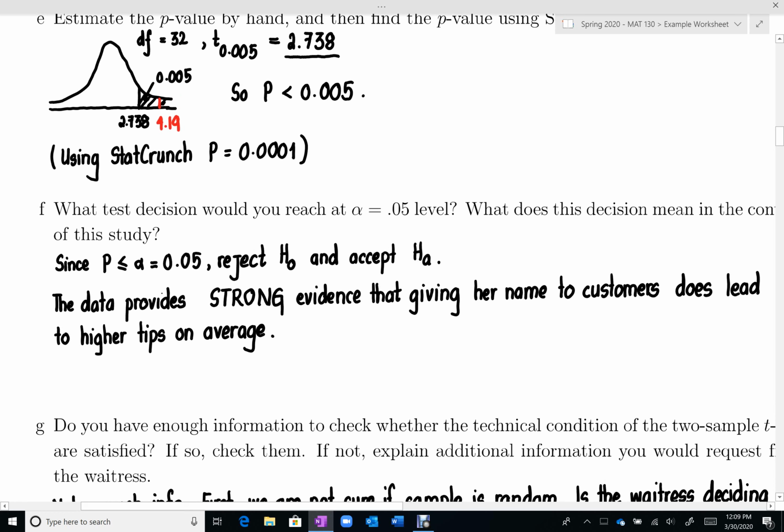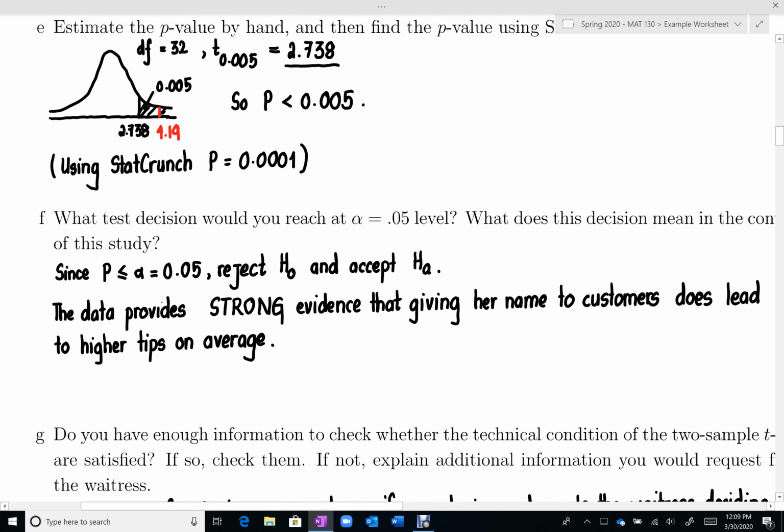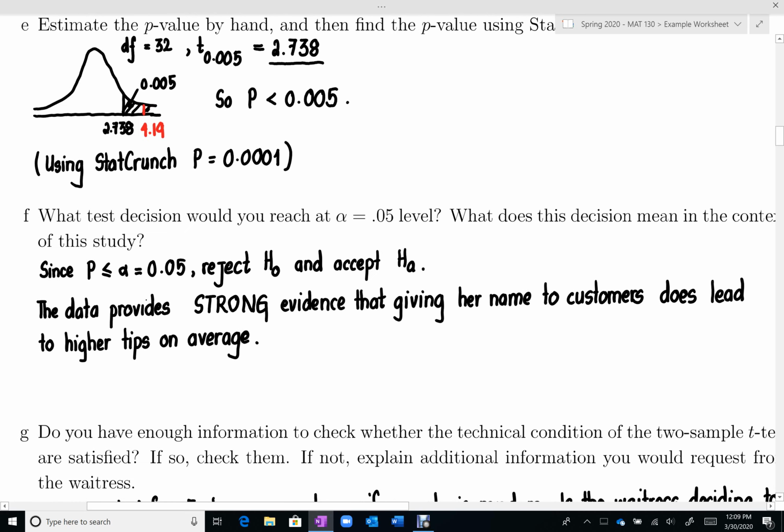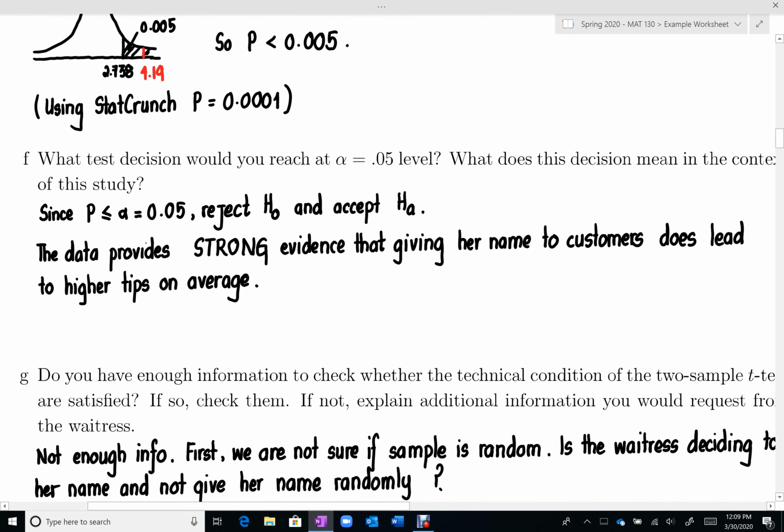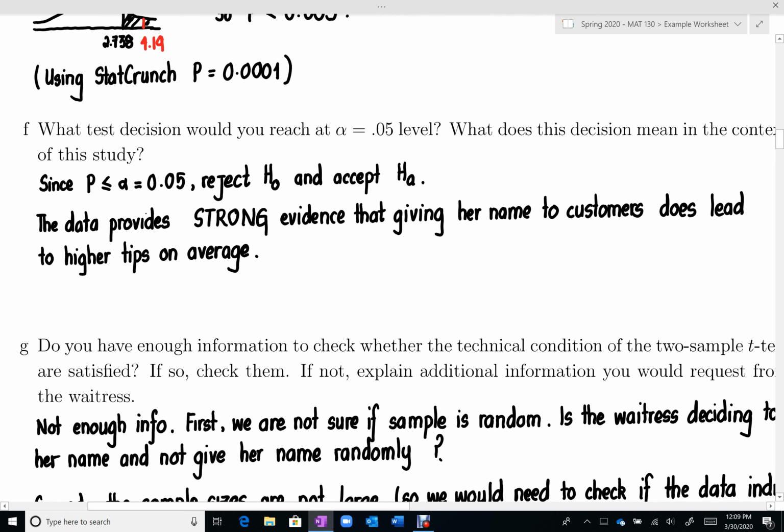So we should have simple random samples. We should have independent samples, and either we should have a normal population or large samples. So the question is, did we have enough information to check whether the technical conditions of the two-sample non-pooled t-test are satisfied? So clearly there's not enough information.